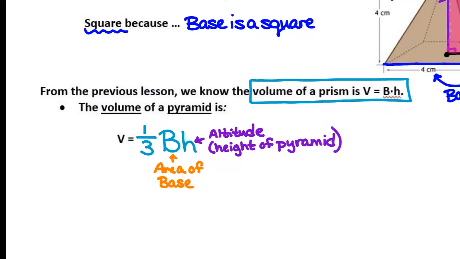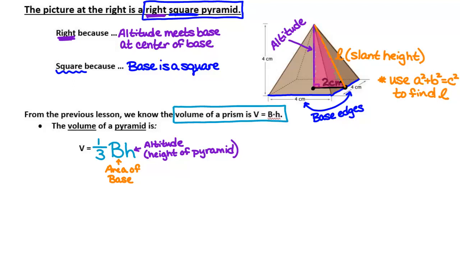So if we know what shape our base is, and we know how to find that area, then the only other thing we need to know is how far it is from the tip of that pyramid straight down until it hits the base. So far, so good? All right, so now we just need a formula for surface area. Surface area is a little bit more complicated. With a prism, it was 2 times the area of the base plus perimeter of the base times the height.